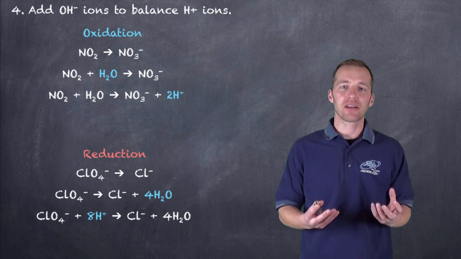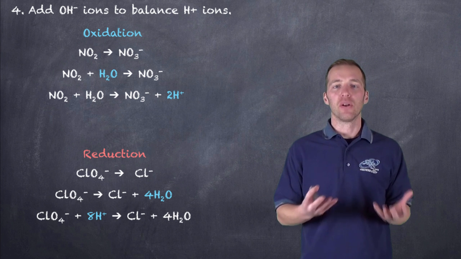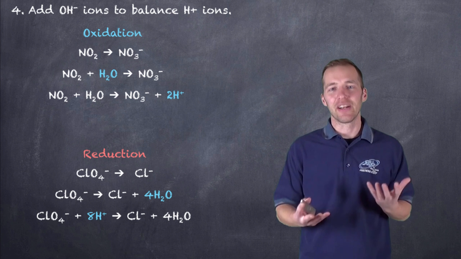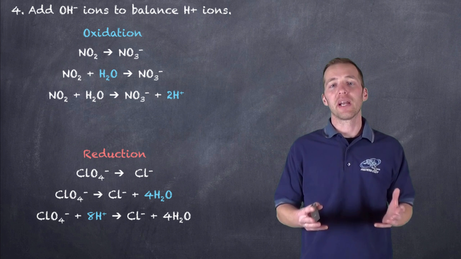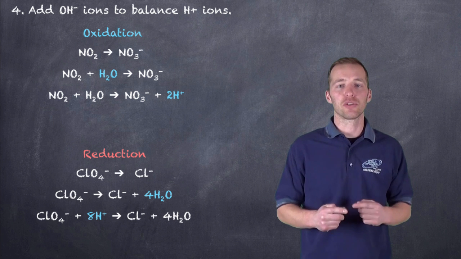So you're going to add 8 hydroxide ions on the right and on the left, in order to balance each other out. Because if you didn't put them on both sides, then again your equation would be unbalanced, and that sort of negates the whole purpose. So we're going to add hydroxides to both sides to balance them out, again, if it's a basic solution.